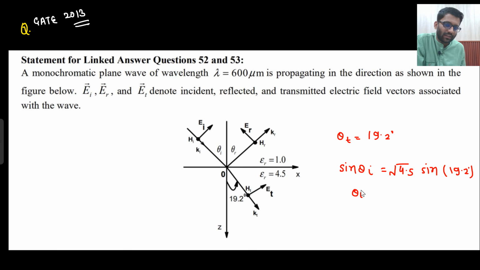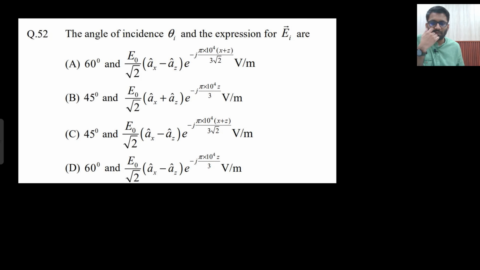So what is the answer? Theta I would roughly come around 45 degree. Is that clear to you? So 45 degree. So these options are cut. This is how I will be solving in the examination. Now I am telling how I will be solving in the examination. So these two options are cut.